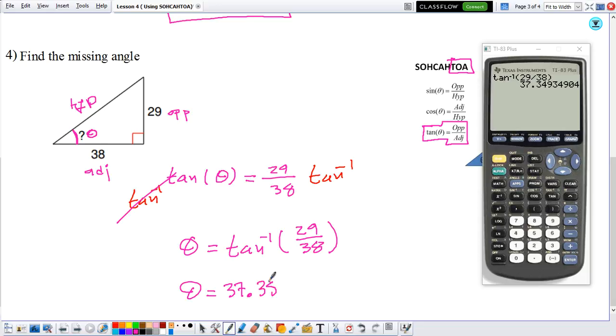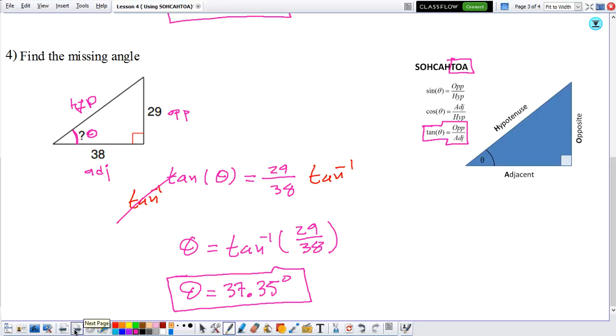So that means that theta is equal to 37.35 degrees. Again, here we try to round our answers to the nearest hundredth. We have 34.9. We got to round it up because the next number is a 9. So that's 37.35, which is exactly what we have here.